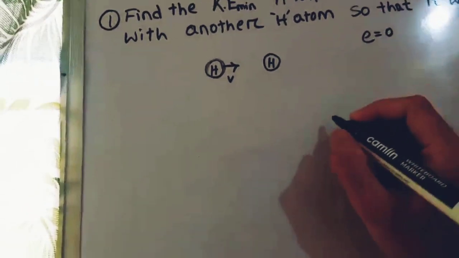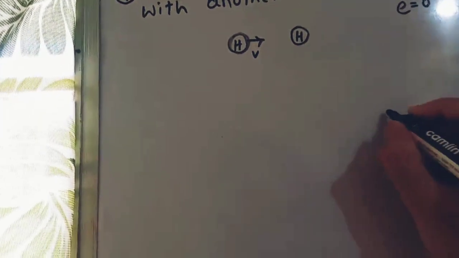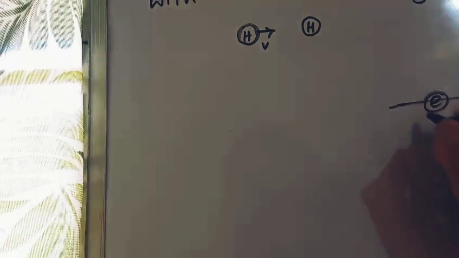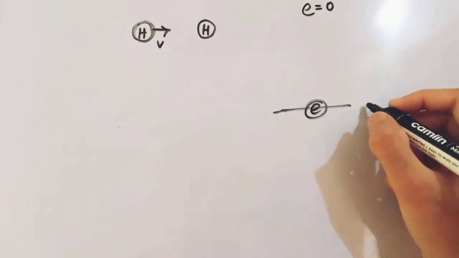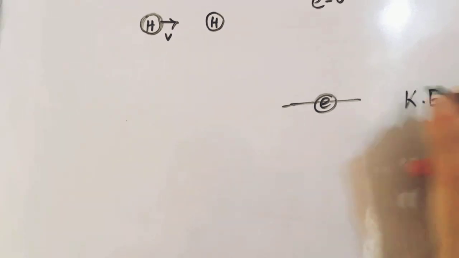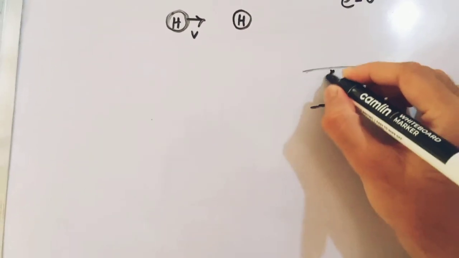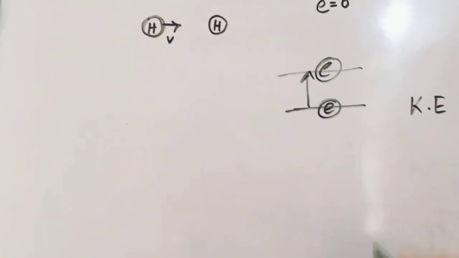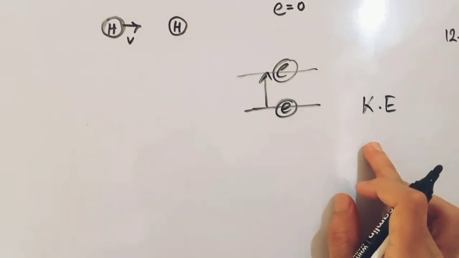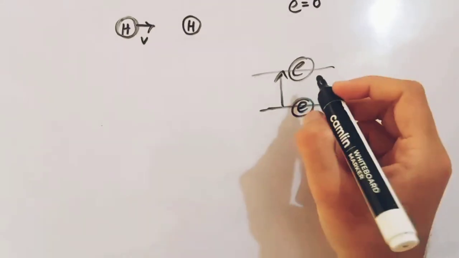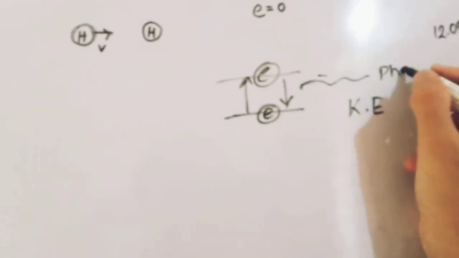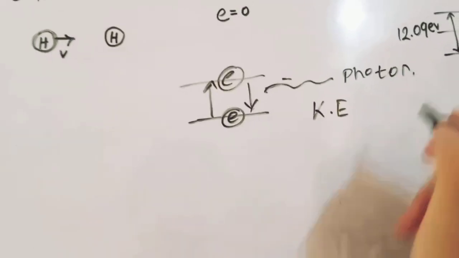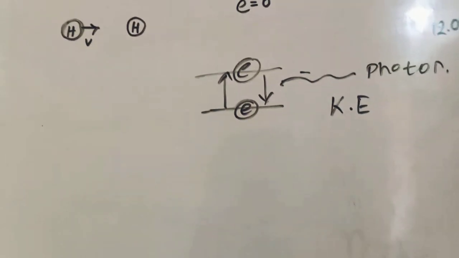Let me see. Here is the electron, here is the electron. So the electron uses the kinetic energy to excite. Okay, so the electron uses the kinetic energy for its excitation, and when it de-excites then it will emit a photon. Alright, when the electron de-excites then it will emit a photon.